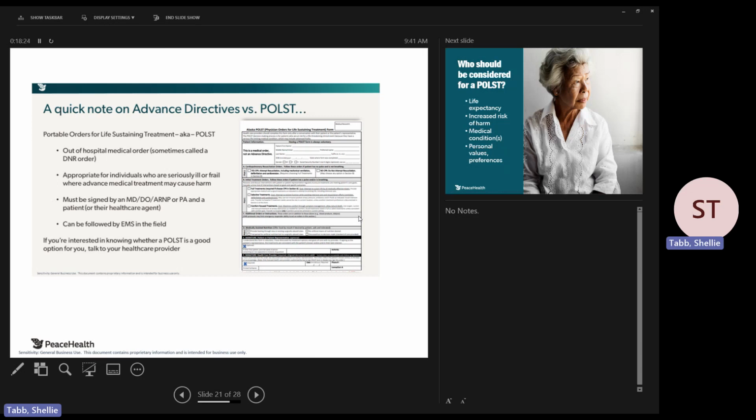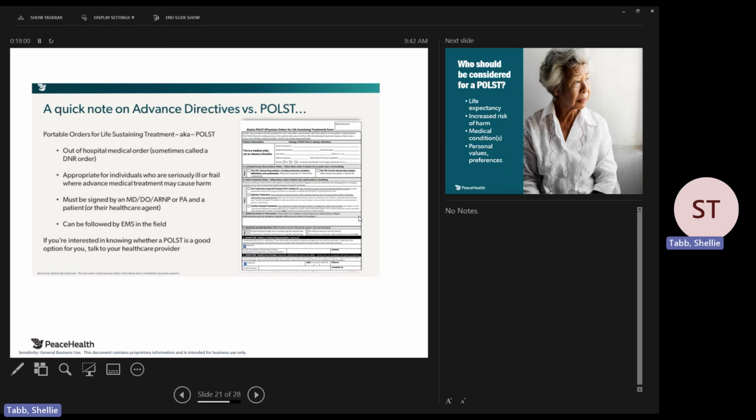And so it is a medical order signed by the doctor, and it gets posted in the home of the person, and it has to be signed by a medical doctor in the state of Alaska. Down south, there are other medical professionals who can sign it, like a nurse practitioner. But up here in Alaska, it has to be an MD for now. And then that guides care if an EMT or EMS had to come to your door and offer assistance.